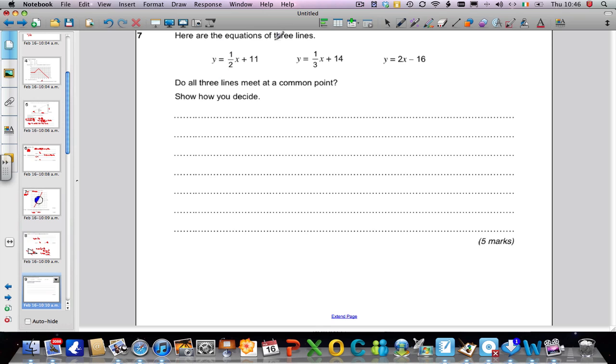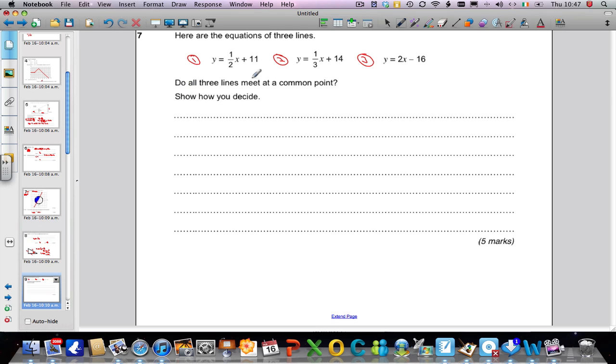Right, we're given the equation of three lines, and we're asked, do they all meet at a common point? We're asked to show how we decide. Now, generally, where two lines meet, we solve that using a simultaneous equation, but this time we have three lines. So what I did was I started by labeling all the lines. I call that 1, call this equation 2, and that can be equation 3. And then I chose two of these lines, solve the simultaneous equation, and then substitute the answer back into the other line and see if it works.